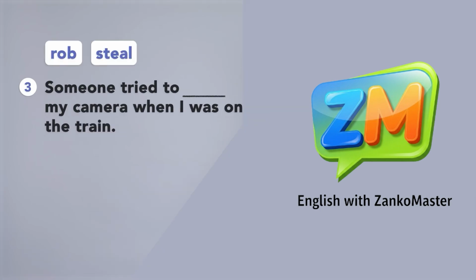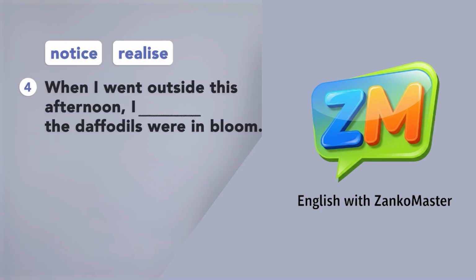3. Someone tried to... my camera when I was on the train. Rob or steal? If you said rob, that wouldn't be right. Steal is the correct answer. You steal something, like a camera, but you rob a person or place. I was robbed on the train. They stole my camera.